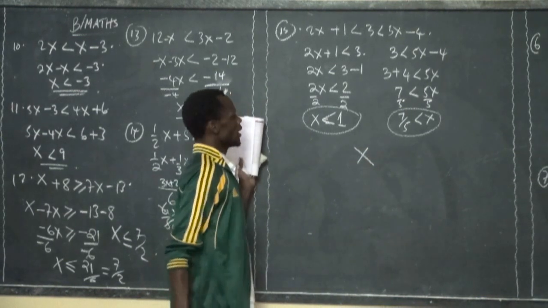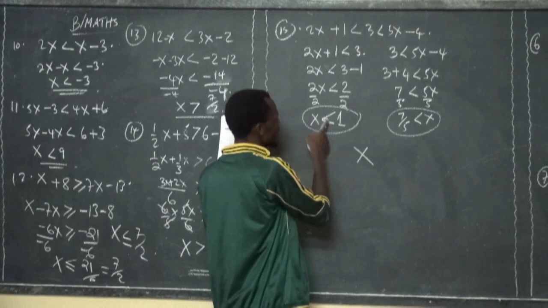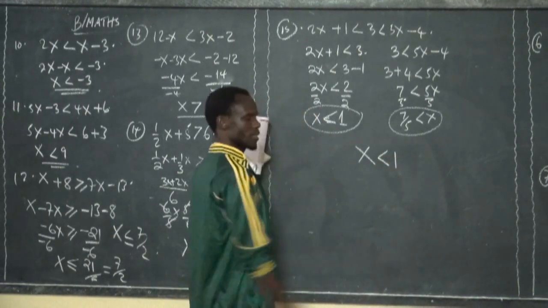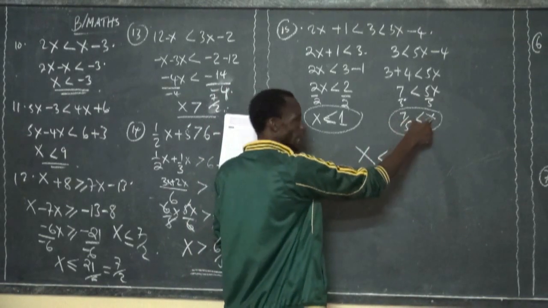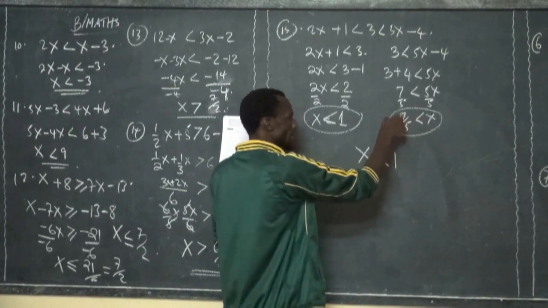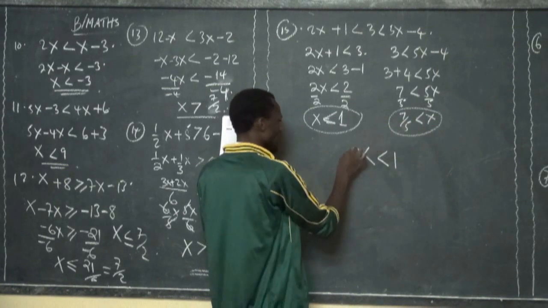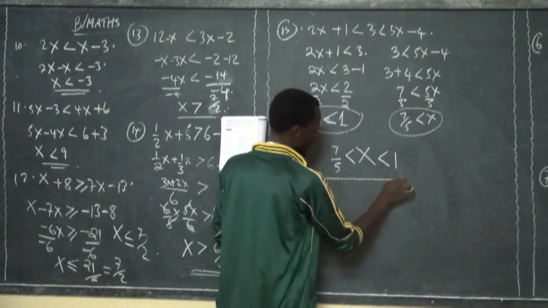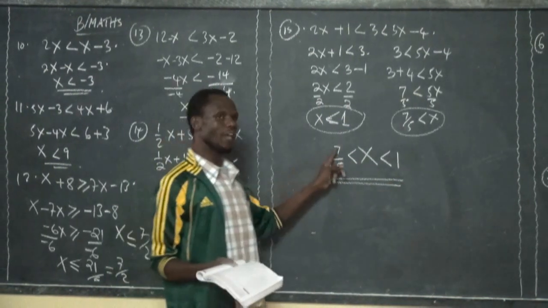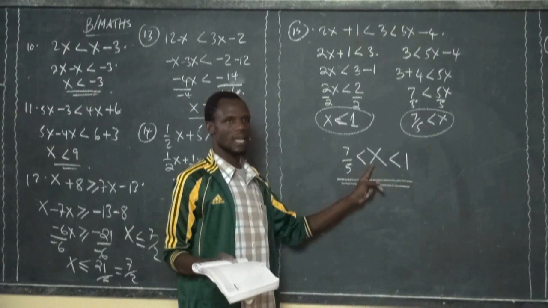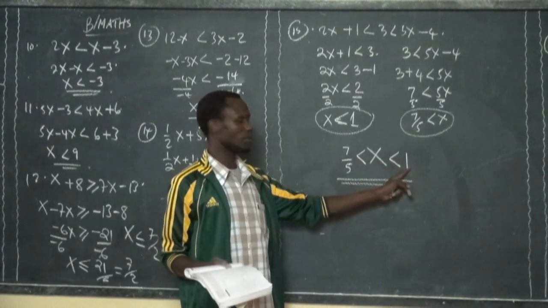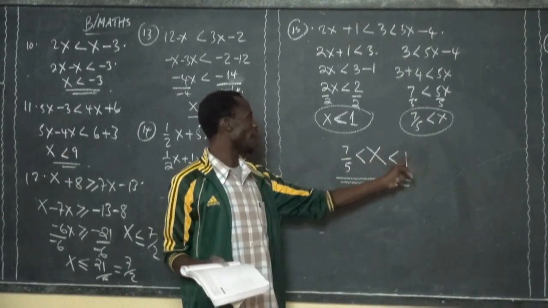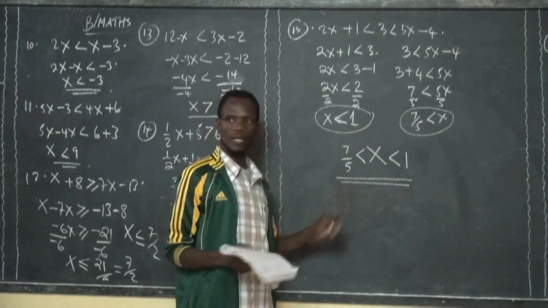You understand? Yes. Now remember, x is less than 1. X is less than what? 1. But 7 over 5 is less than x. Means x is greater than 7 over 5. Now this is the answer. Means 7 over 5 is less than x, and x is less than 1. Here it is. Now we have put it together.